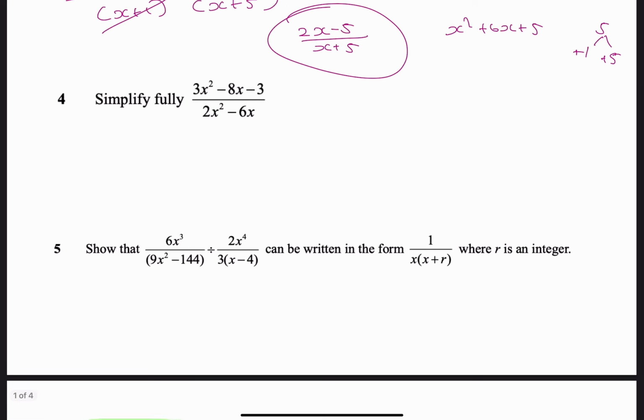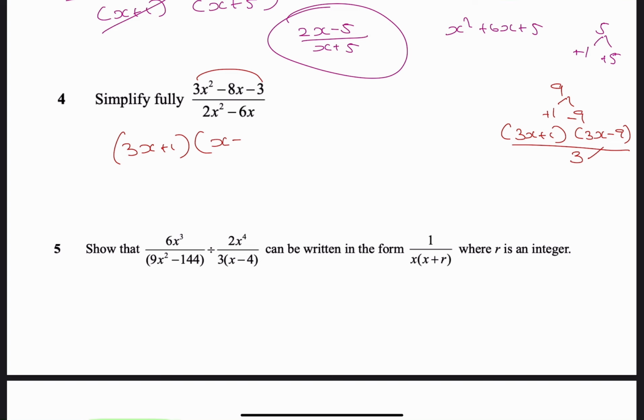Next one. 3 times 3 is 9. Factors of 9 that make 8 are 1 and 9. You want minus 8, so minus 9 plus 8. So that's 3x plus 1 and then 3x minus 9. Divide the whole thing by the 3, remember, always you will divide here. So what do you get then? 3x plus 1. And the other one, when you divide it by 3, is x minus 3.